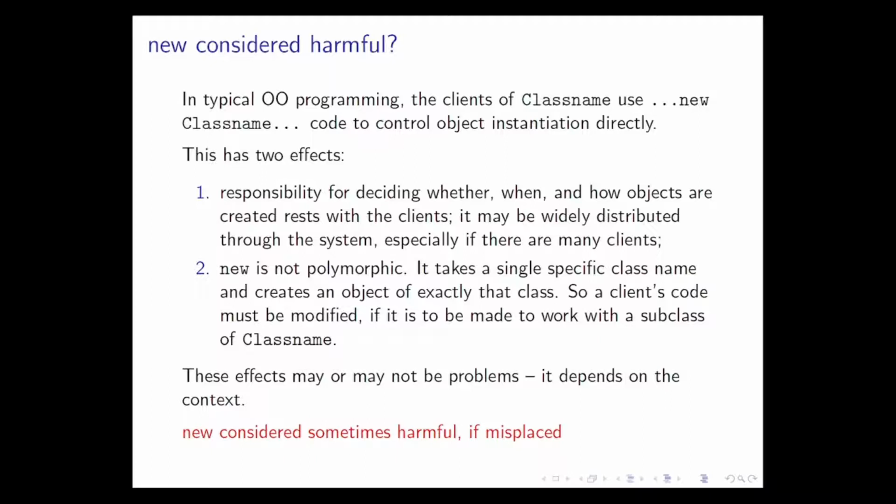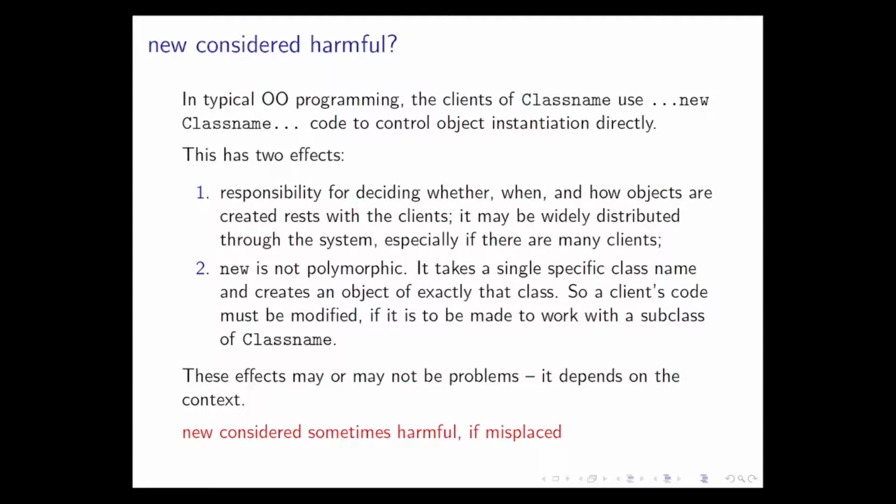The other one, slightly more subtly perhaps, is that new is not polymorphic. You might say, what? Huh? Of course new is not polymorphic. But this is kind of important. So it takes a specific class name and it creates an object of exactly that class.